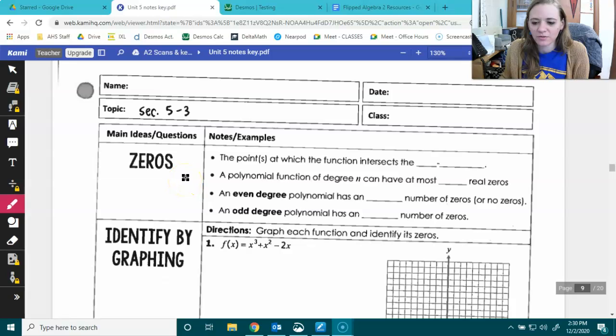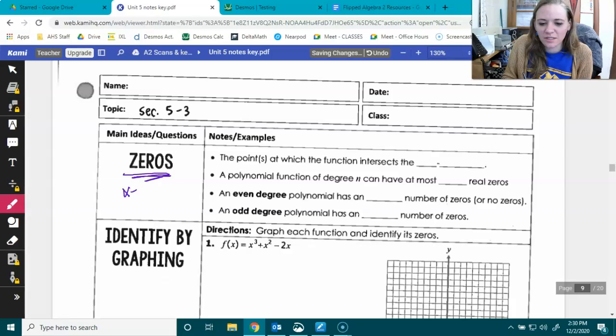Look at for polynomials, just a few things. This should be pretty quick because we've already covered zeros and what zeros and solutions are. The same as your x-intercepts. Zeros, x-intercepts, solutions. Oh, and my computer's just being really sluggish right now. The points at which the function intersects the x-axis.